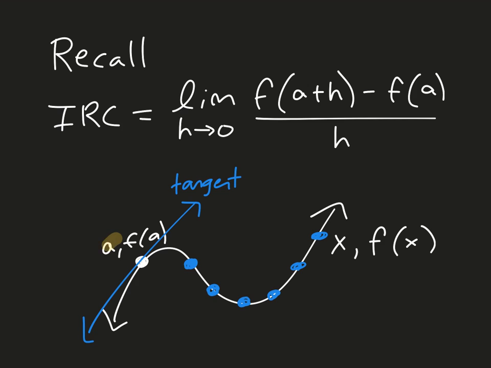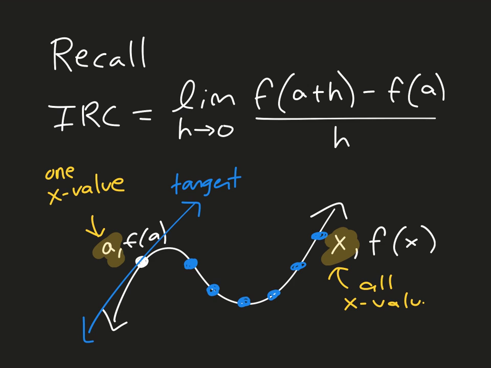So we're going to kind of switch things up a little bit here today. Recall that the a represents one specific x value. So when you're using that IRC formula, you are finding one slope on your curve. So we substitute in a number for a. But x, the variable x, represents all of your x values. So we're going to do something crazy today. We're going to really mix this up a little bit. Instead of substituting in a number for a, we are just going to leave a as the variable x.